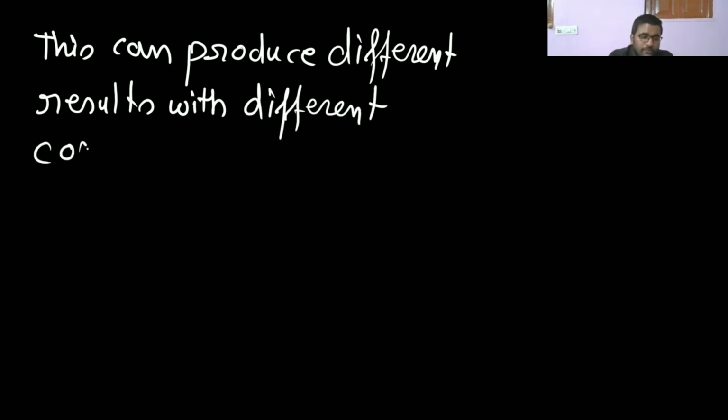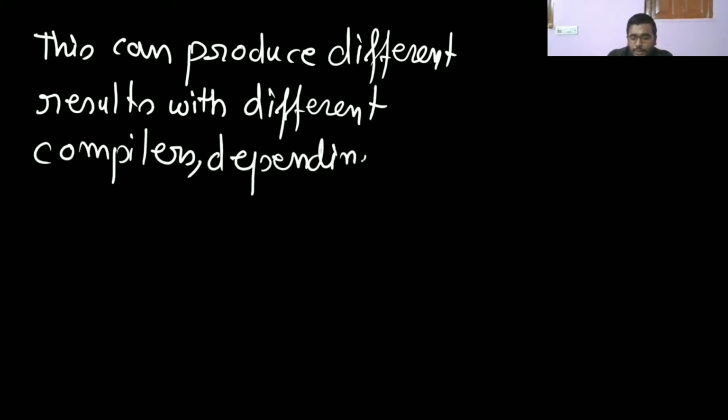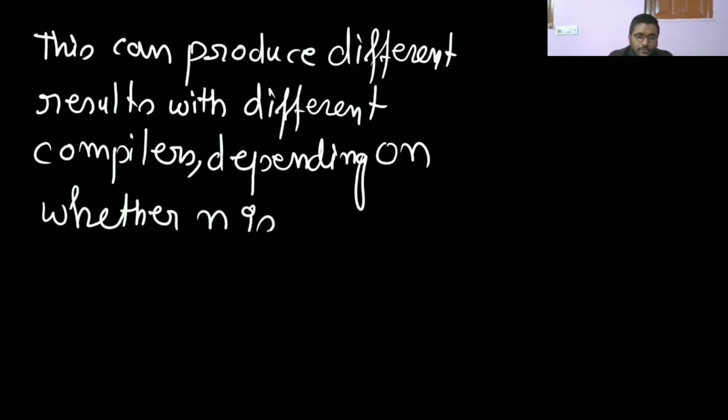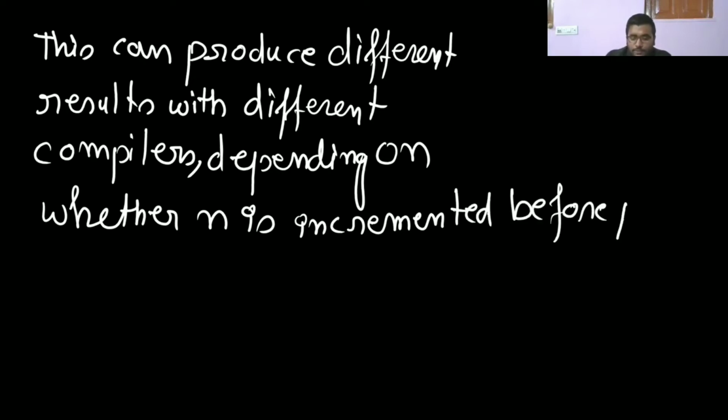So this example can produce different results with different compilers, depending on whether n is incremented before power is called.